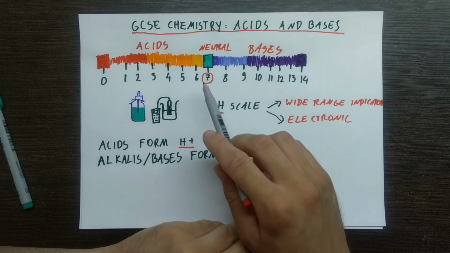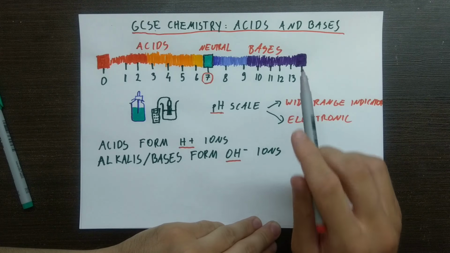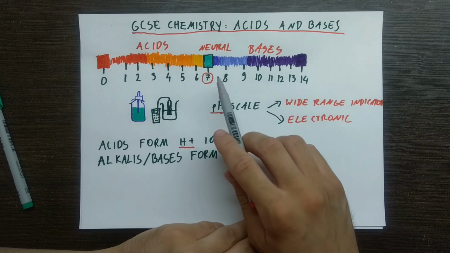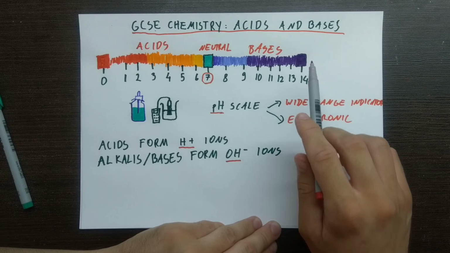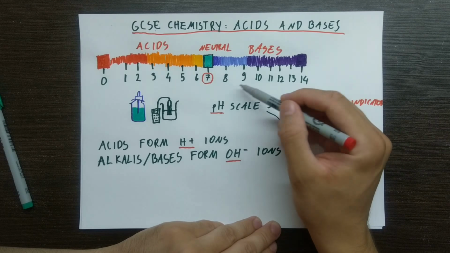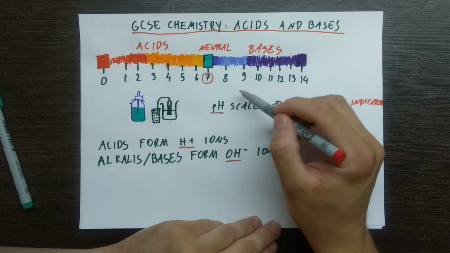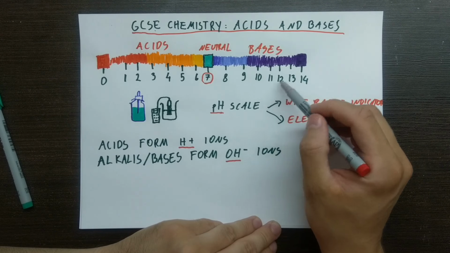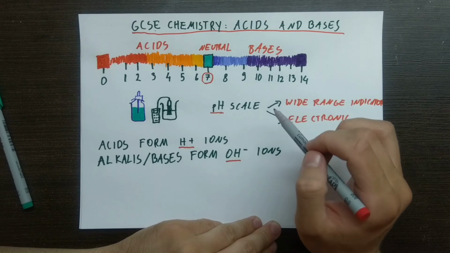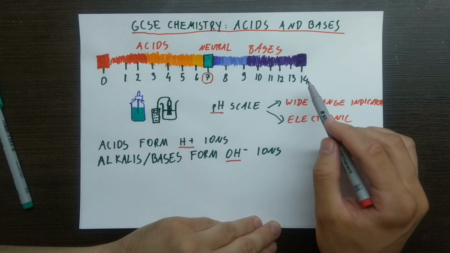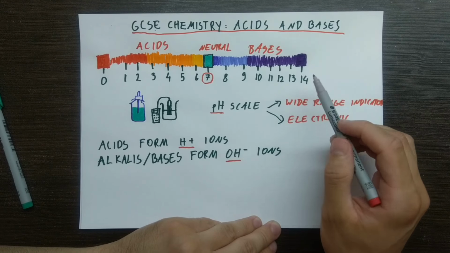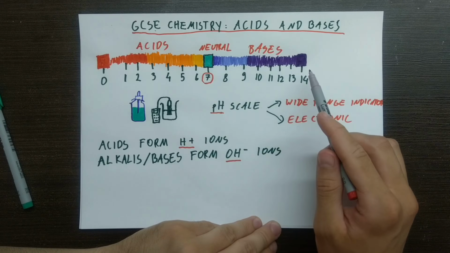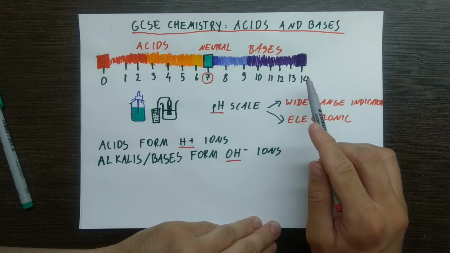Now, the higher the number, and this is important to remember, the more basic something is. And universal indicator will turn more purple. So toothpaste would be somewhere along here, 8 or 9, maybe 10. Pancreatic juice from our pancreas would be between 10 and 11. And then bleach would be around 13, and caustic soda actually would be at 14. So the more basic we go, the more purple we go, and the higher number we get.